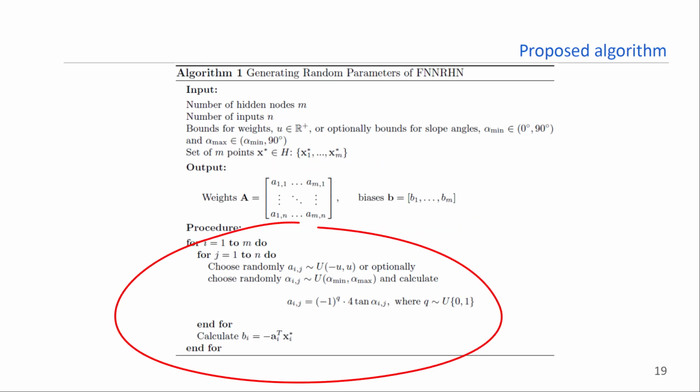In these two loops, for each node and for each dimension, we select randomly individual weights or optional individual slope angles, and then we calculate the weights. Finally, we calculate the bias for each hidden node.